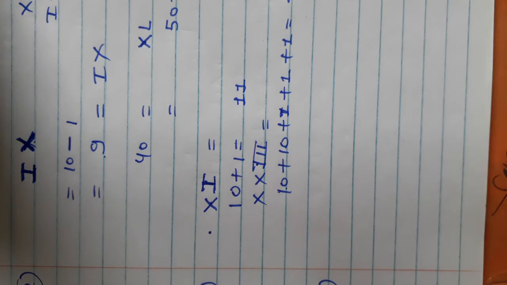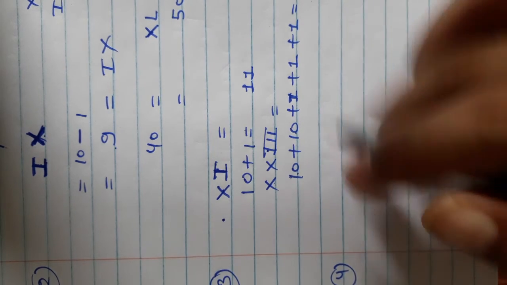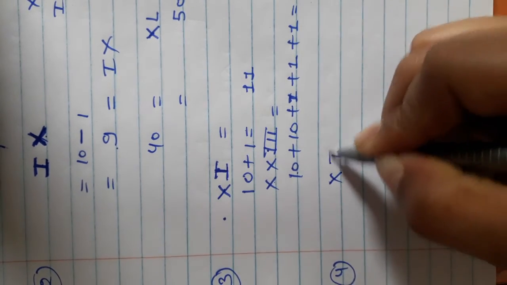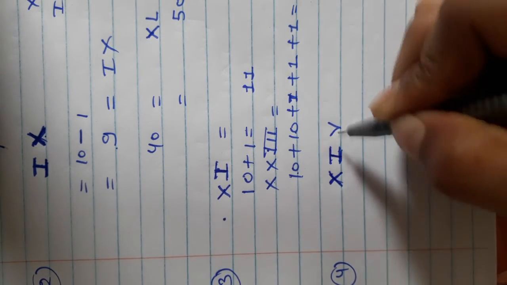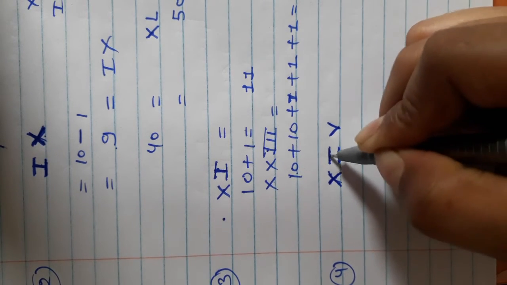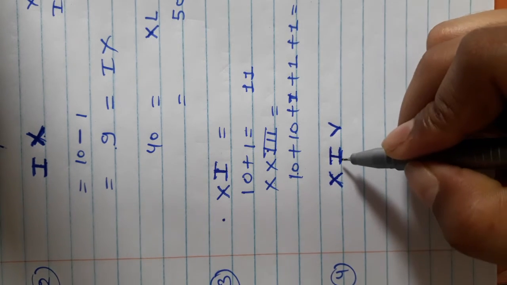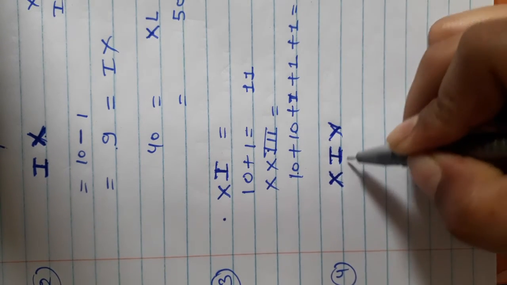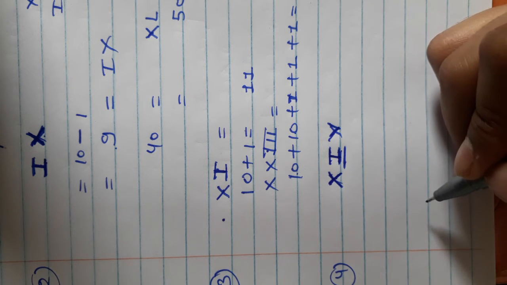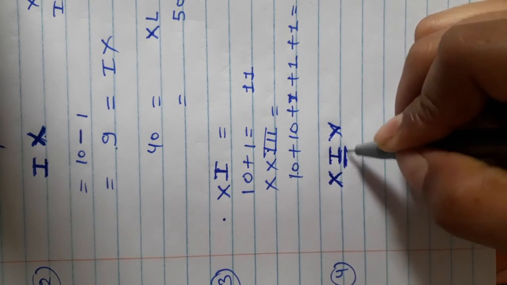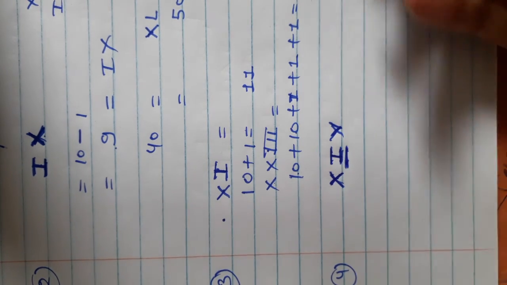Clear? Now the fourth rule says that when a Roman numeral of smaller value is placed between two Roman numerals, its value is always subtracted. Suppose we take one Roman number, X I V. Of these numerals, the smaller one is I, and here we can see that I is placed between the other two. Its value is always subtracted from the value of the symbol on its right hand side.